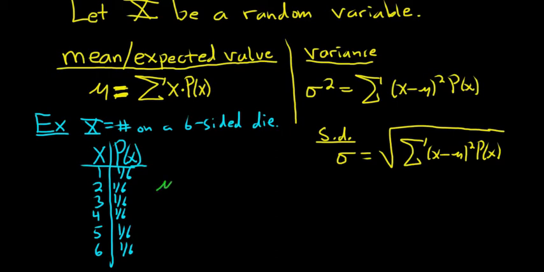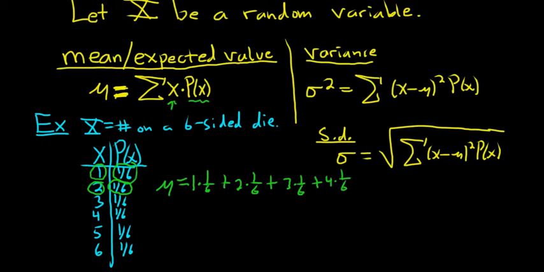All right, so mu, this basically says you take each value of x and you multiply it by the probability of x. So first you take 1, that's our first x, times the probability, so 1 over 6. Boom, there it is. Plus, then you do it again, so 2 times the probability 1 over 6. Let's keep going. Plus 3 times 1 over 6, plus 4 times 1 over 6, plus 5 times 1 over 6, plus 6 times 1 over 6. Okay? And then if you put this in your calculator, you should get 3.5.